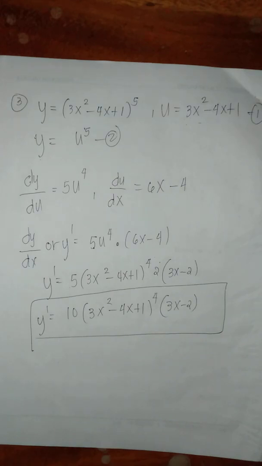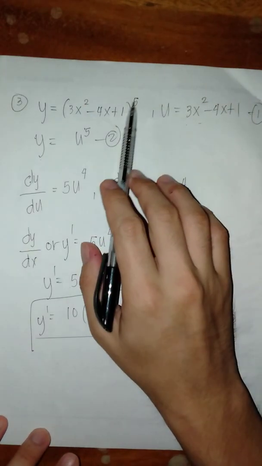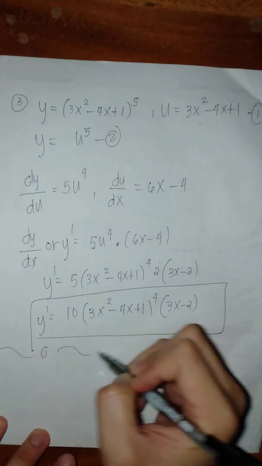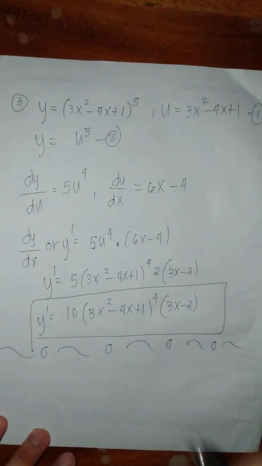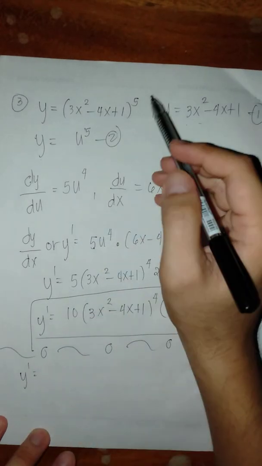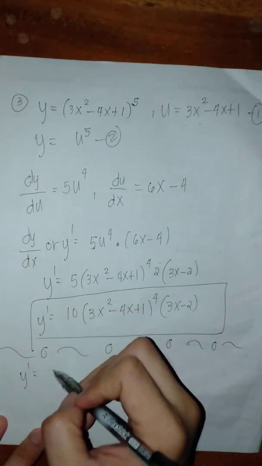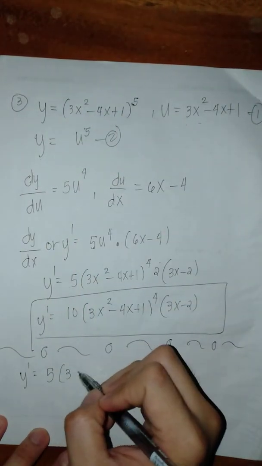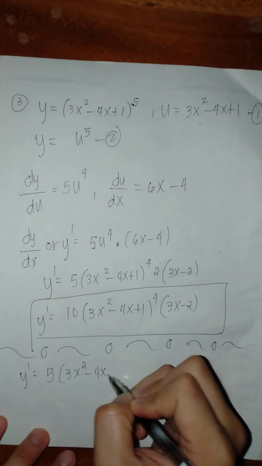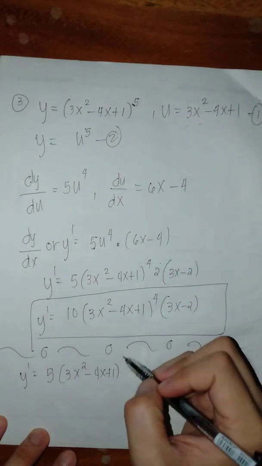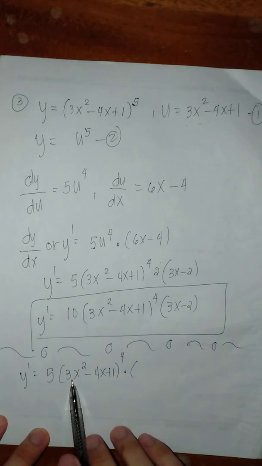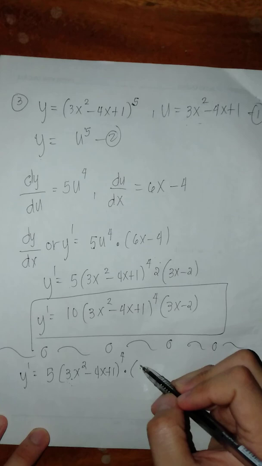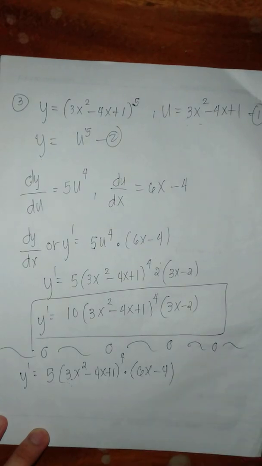Or, gusto mong mabilis, so pwede rin naman yan, diretso na. So, bring down mo to, di ba? Kung nahahabaan ka dyan, pwedeng y prime, derivative, apply power formula, lagay mo yung 5 sa unahan. So, 5, di ba? Then, kopyahin mo to, 3x squared minus 4x plus 1. Then, what is 5 minus 1, di ba? 4. Times, derivative nitong nasa loob. Yun pa rin, di ba? So, ito na, tinuha natin, 6x minus 4. Then, same na lang, di ba?